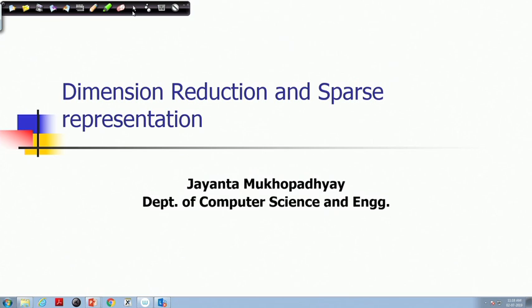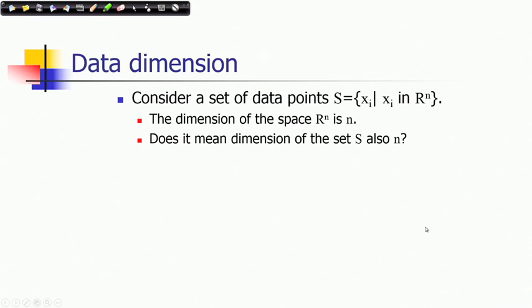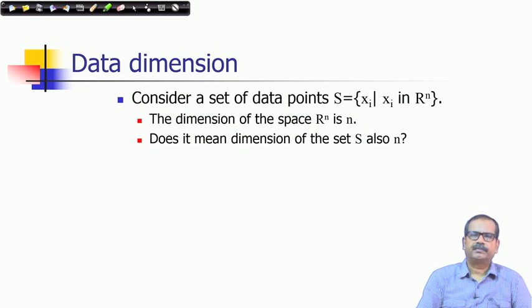In this lecture, we will discuss dimension reduction and sparse representation. So, let us first understand what is meant by the dimension of data. Consider a set of data points as shown in the slide, where xi is a data point in the n-dimensional real space.